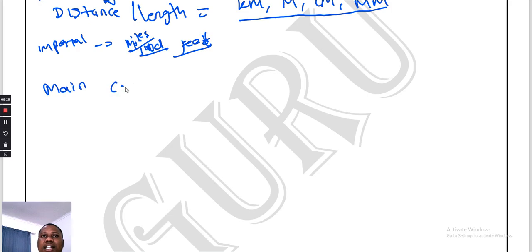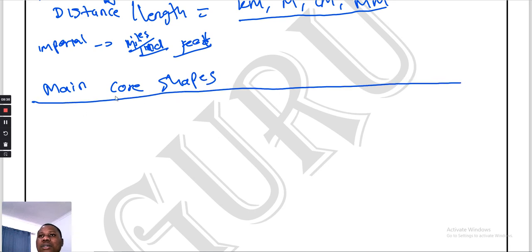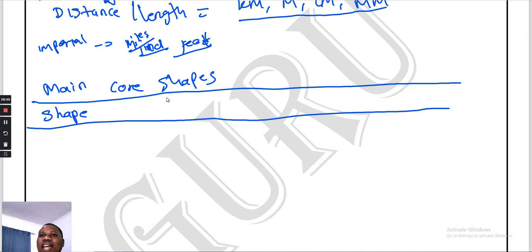Main core shapes. Okay, I want to tell you that with the shapes that I'm going to give you now, there is nothing formed without them. Whatever object is formed can have one or two of them, or all of them, but there is nothing formed without these shapes. Whatever is a building, when they build, they will use those shapes. They will take those shapes, okay?